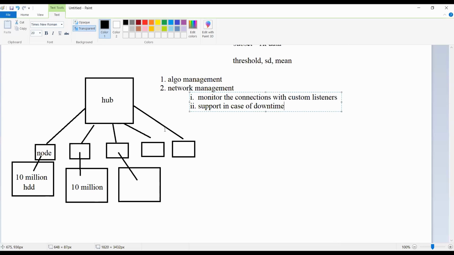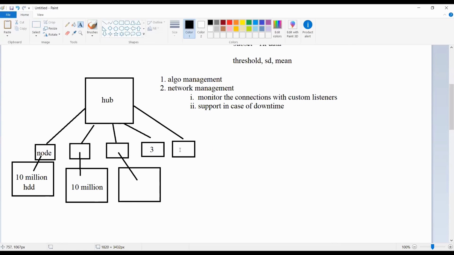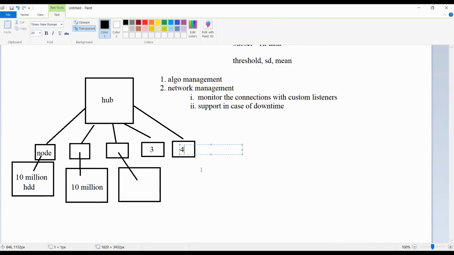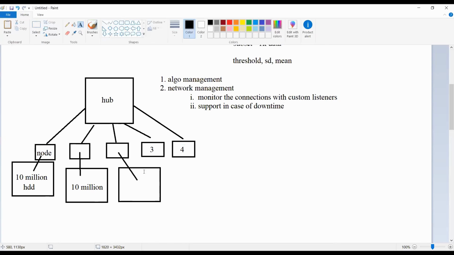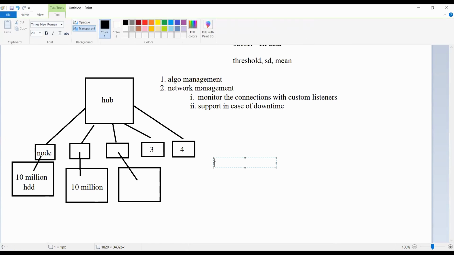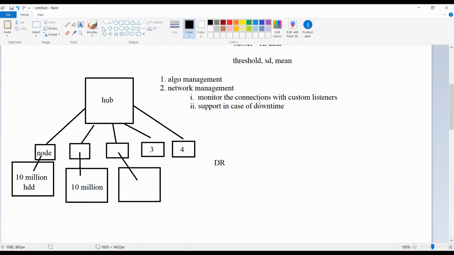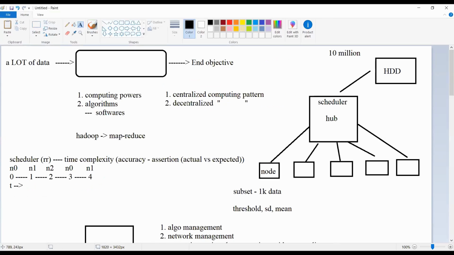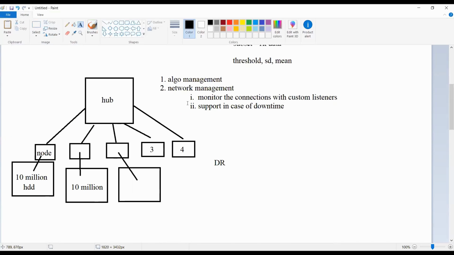Say, for example, these last two nodes, node number 3 and 4, you want to keep them inactive. In case 1, 2, or 3 goes down, we'll just pull up one of these two nodes as a replaceable node. So they will be considered as DRs. They also have their local hard disks with a copy of the exact data. So that is the second thing that comes under network management. So the hub is just doing this much, and you are connected to the hub from your local machine by using some kind of FTP.